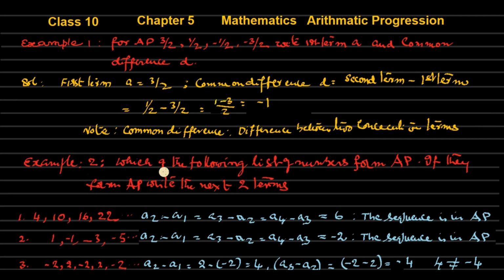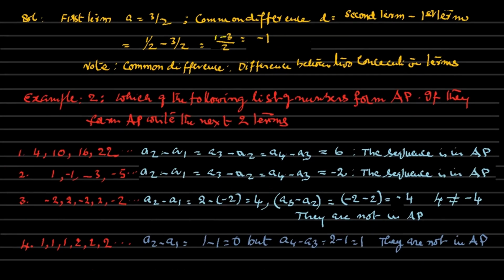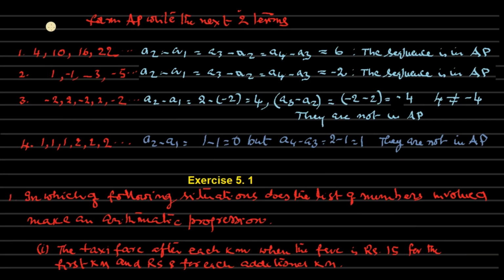Example 2. Which of the following list of numbers? He has given some list of numbers. Which of them is AP? If it is in AP, the common difference should be the same. Okay? Always first term will be there. Here 4, here 10, here 16, here 22. But common difference is 10 minus 4, 6.